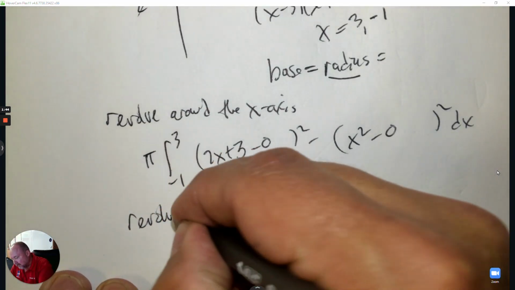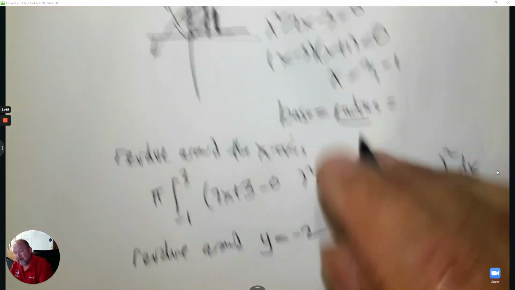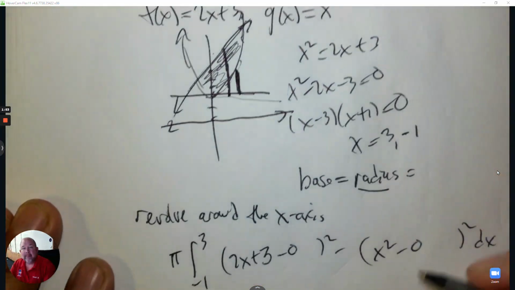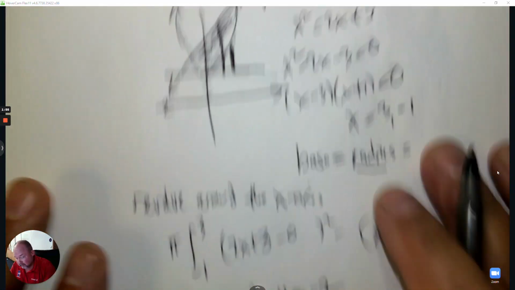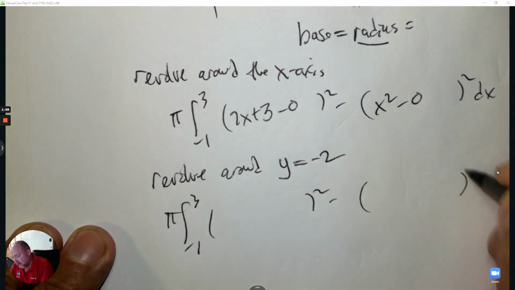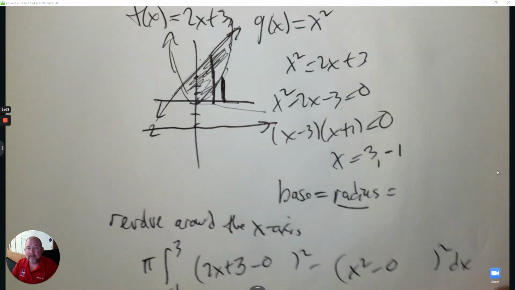Let's say I revolve around a line. So let's say I pick a line like y equals -2. I would go here to -2. Again, you can press pause and go, okay, there's a space. There are two circles. So I set it up. So it's pi, -1 to 3. I know that there is a space there. So it's a washer. I need a big radius and a small radius.